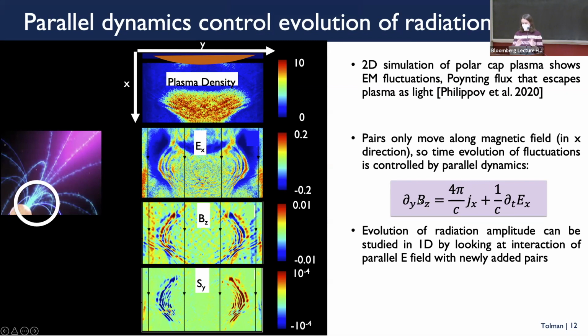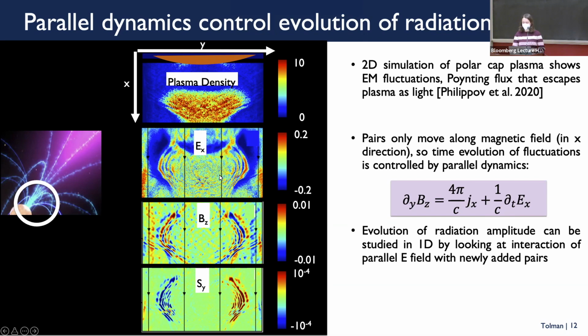Right, because they can't move across it. And so the pairs are going to interact with these waves through the parallel electric field, which is also in the x direction in this plot, right? So you can see from Ampere's law, the time dynamics of this process are really governed by the parallel dynamics along the magnetic field.